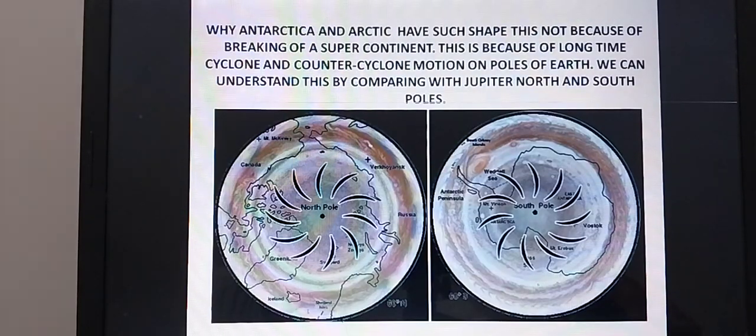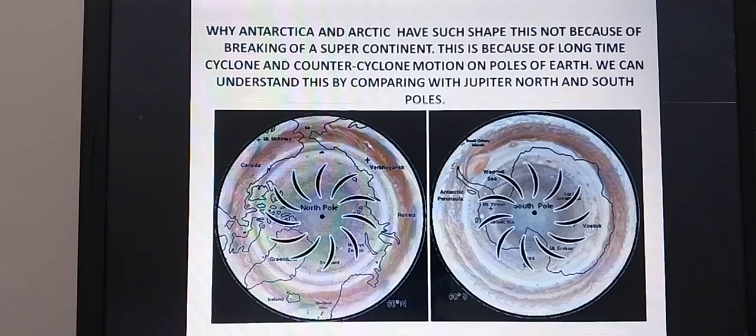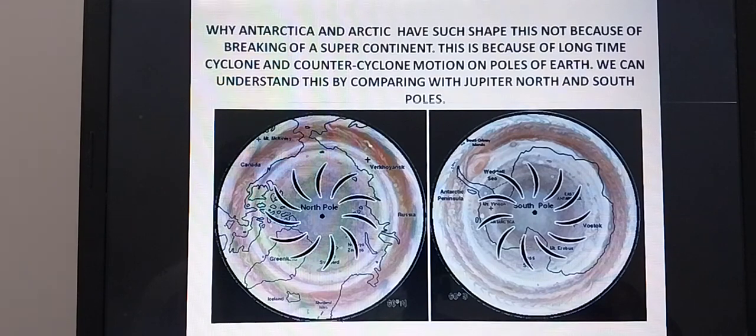You can understand very clearly by Jupiter's North Pole and South Pole how Antarctica came in such a special shape, and the Arctic also came in a very special shape. So such a structure of the continents of the Earth, Antarctica and the Arctic region is not because of the breaking of any supercontinent. There was no supercontinent, Pangaea or any continent, and there would not be any supercontinent in future.